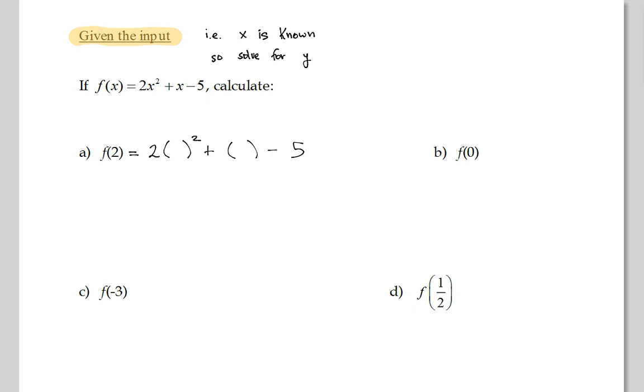And especially if you studied and did well in the last unit with polynomials, this is probably no issue for you. What are you doing? You're just evaluating the polynomial when x is 2. And this is going to output some y value. So what do I put in those brackets? 2.